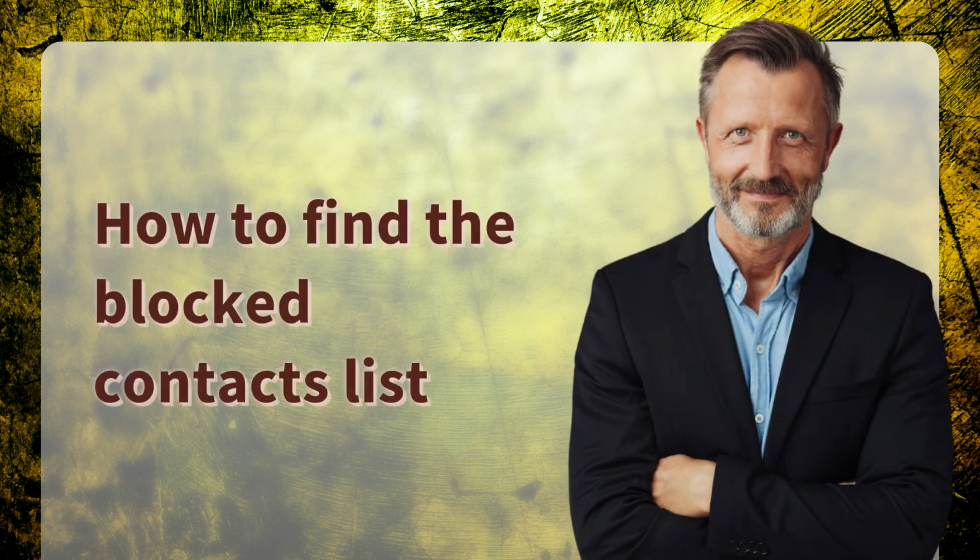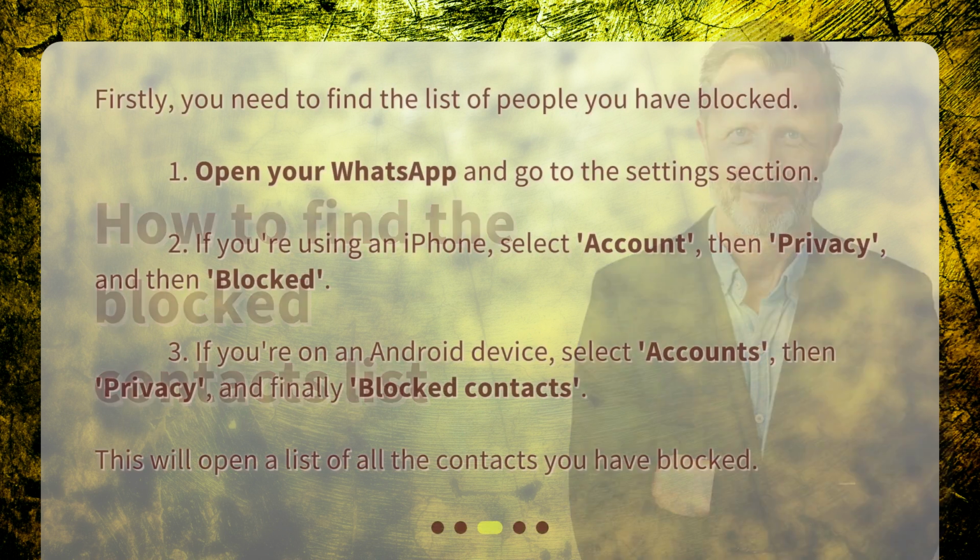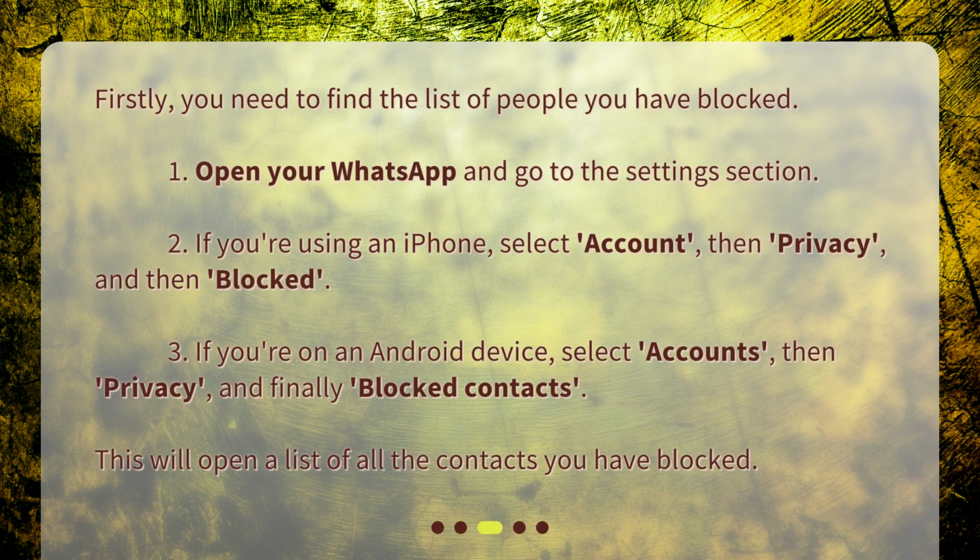How to find the blocked contacts list? Firstly, you need to find the list of people you have blocked. 1. Open your WhatsApp and go to the Settings section. 2. If you're using an iPhone, select Account, then Privacy, and then Blocked. 3. If you're on an Android device, select Accounts, then Privacy, and finally, Blocked Contacts. This will open a list of all the contacts you have blocked.